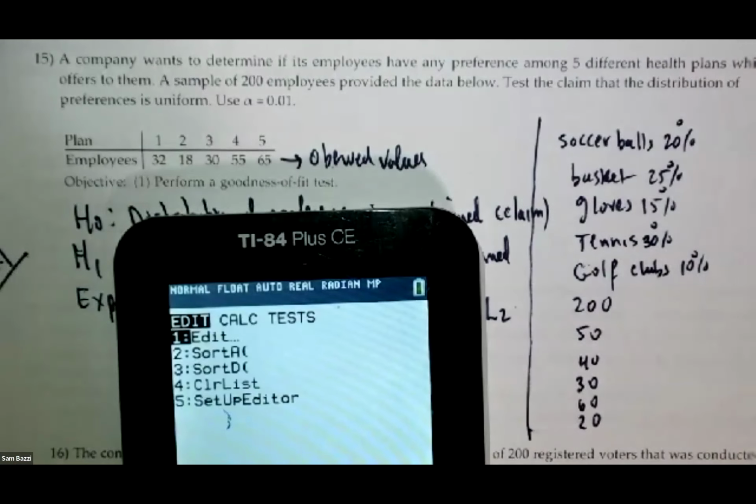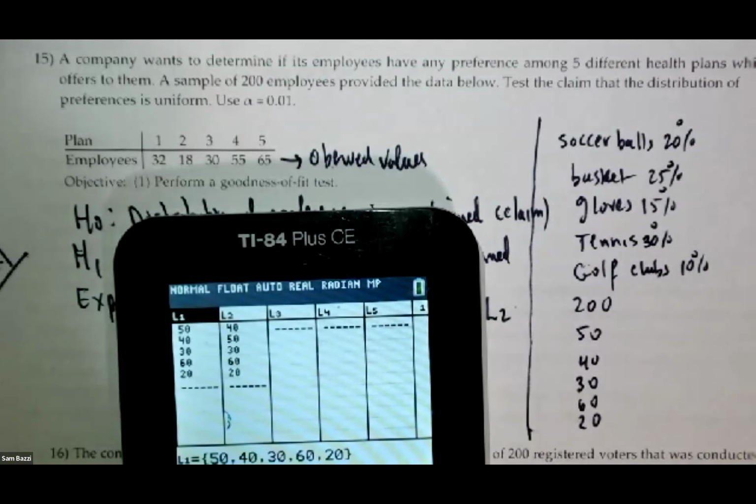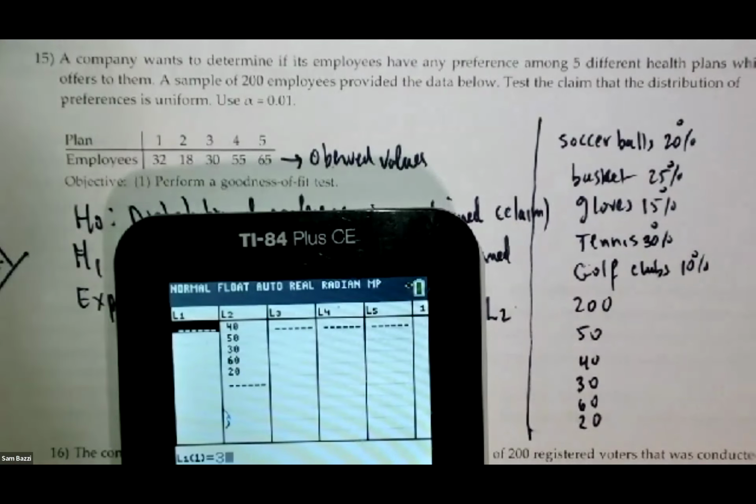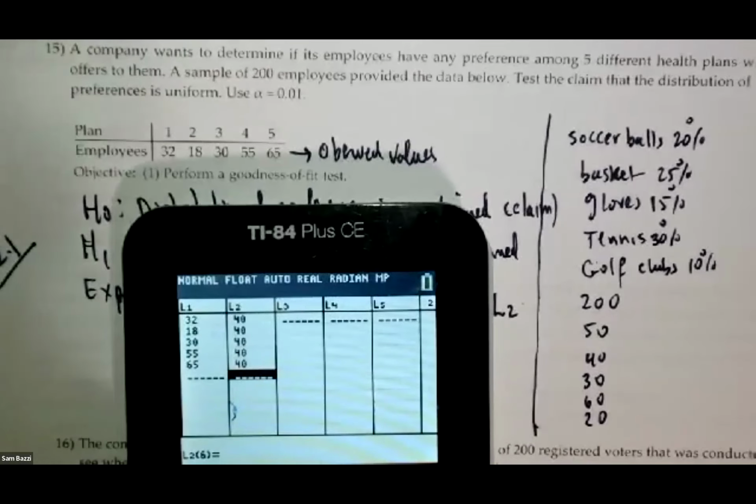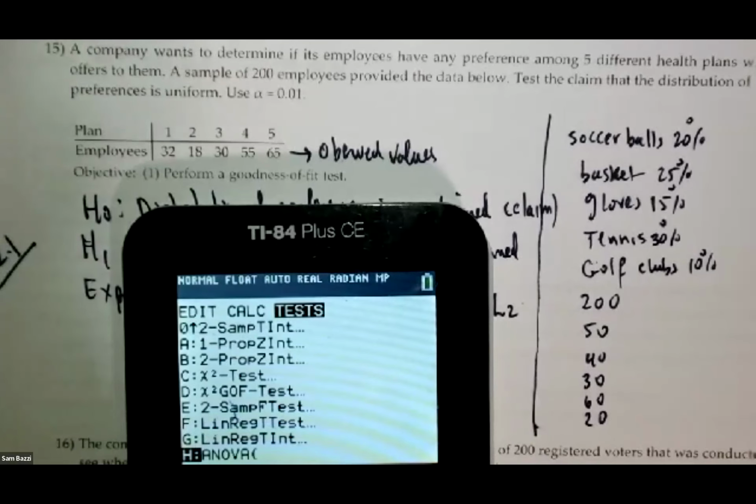So stat, edit. Okay, let's do 32, 18, 30, 55, 65. L2, guys. Let's do that. So 40, 40, 40, which is easy, actually. Just enter 40, 40, 40 each. Run the test. Goodness of fit test.